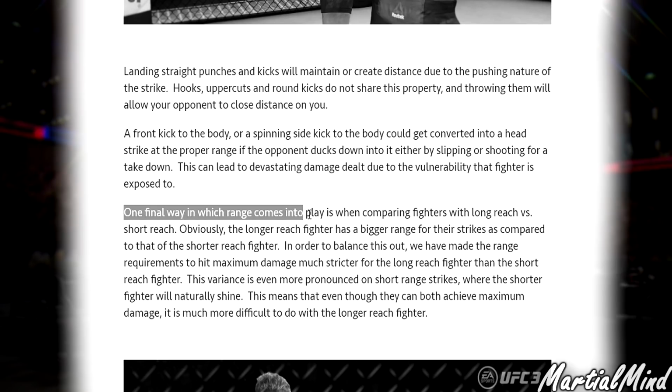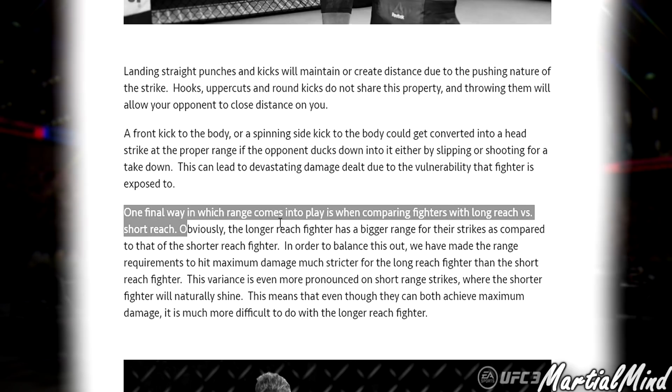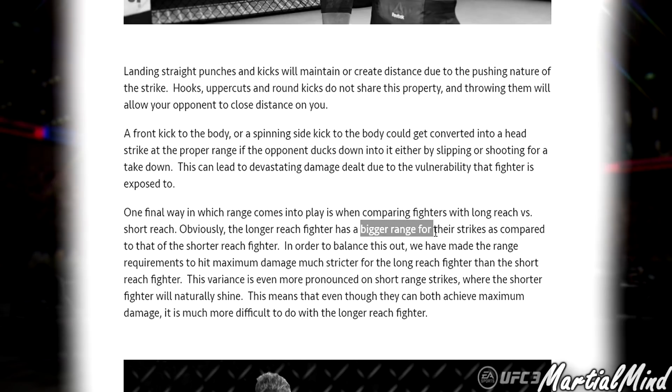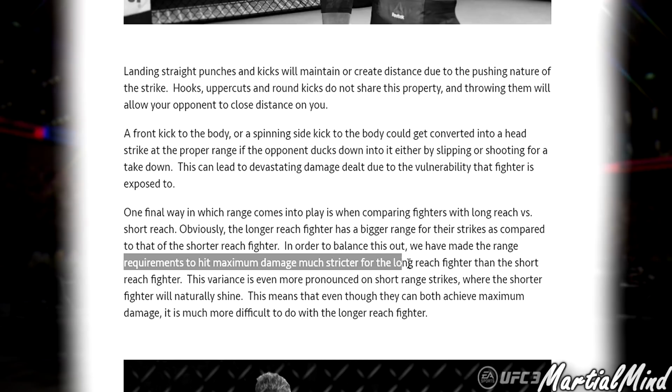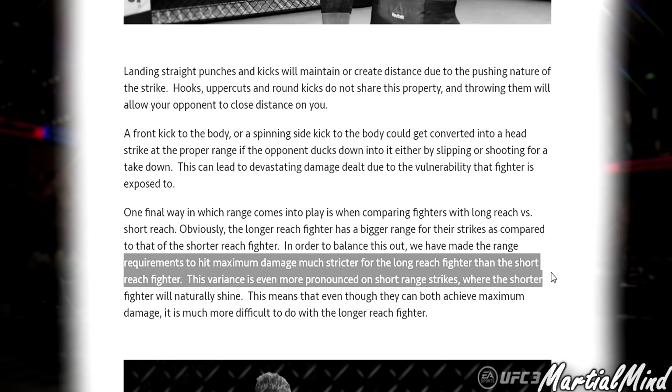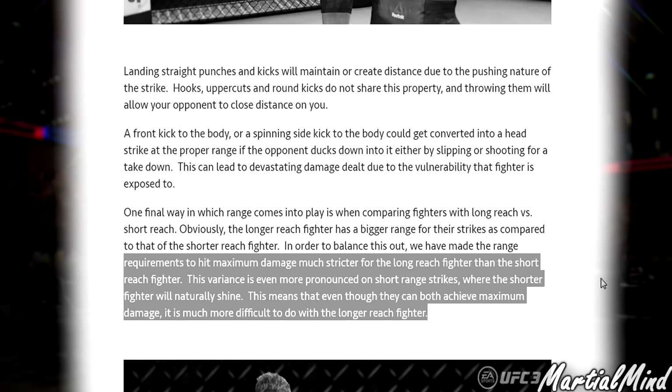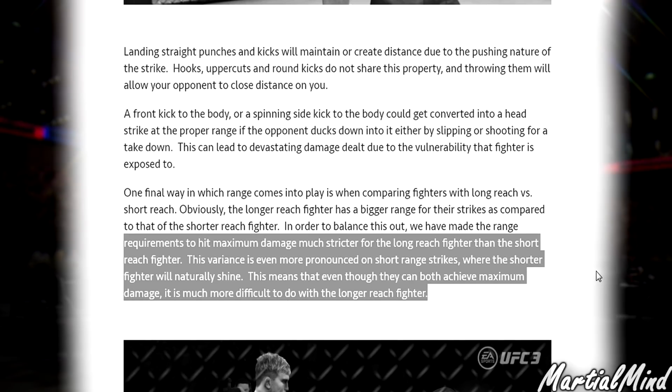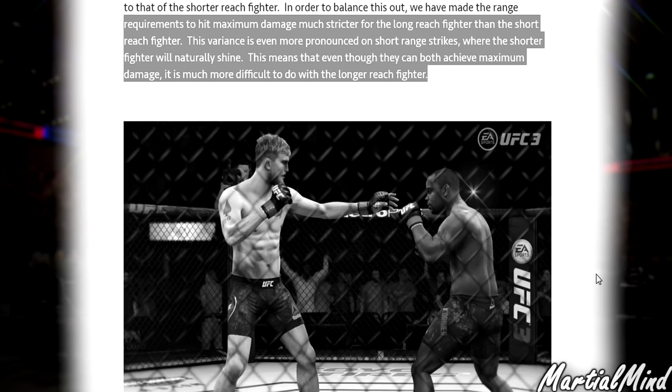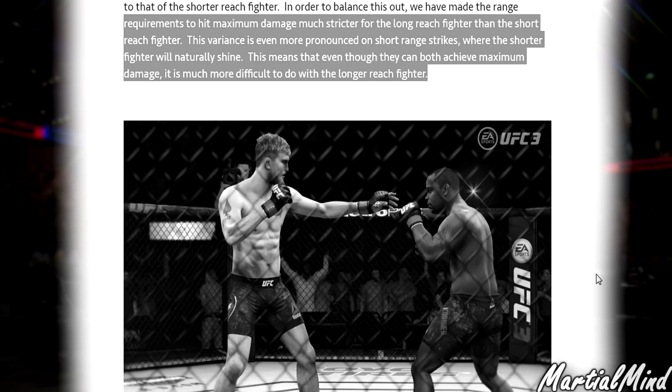Another way that range will be important is when it comes to shorter fighters versus taller fighters. Because taller fighters obviously have an advantage over shorter fighters because of their length and their height. The game is going to make it harder for taller fighters to achieve maximum damage on strikes, and it's going to be easier for shorter fighters to achieve maximum damage with their strikes. With taller fighters, you're really going to need to find that sweet spot, that right distance where you're landing at the ideal range, and for the shorter fighter, it's not as strict.